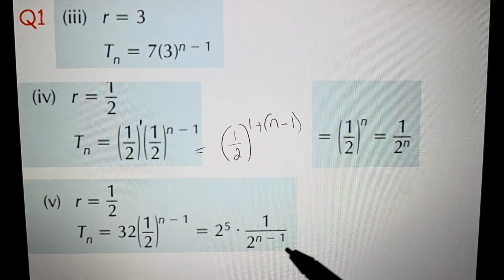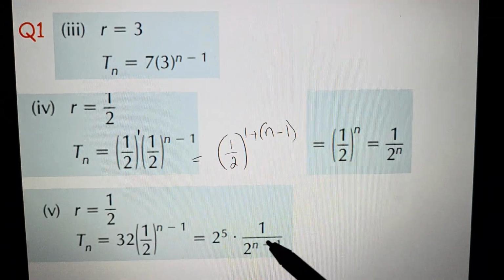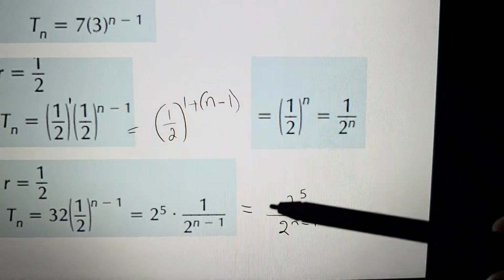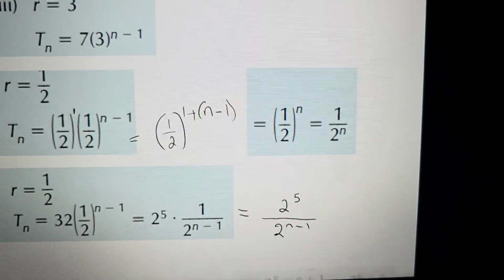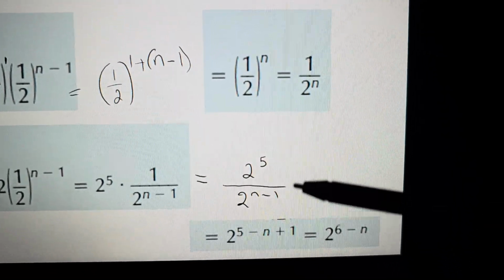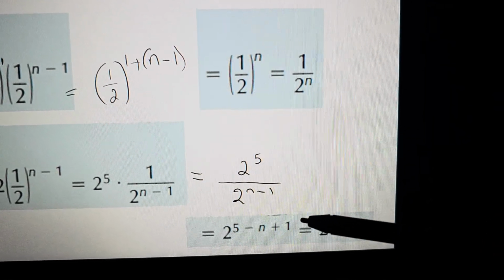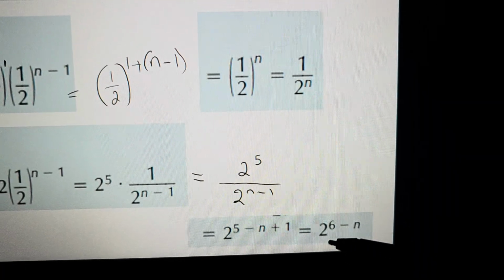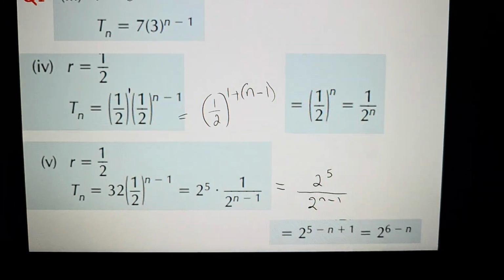I can go further. Multiplying fractions, top by top, all over the bottom. Then it's rules of indices. Base numbers were the same, they're both 2s, they're being divided, so I can subtract the powers. So it'll be 2 to the power of 5, take away n minus 1, which will become 5 minus n plus 1. Tidy that up, 5 plus 1, 6. So you get 2 to the power of 6 minus n. So that's just fully simplifying it.